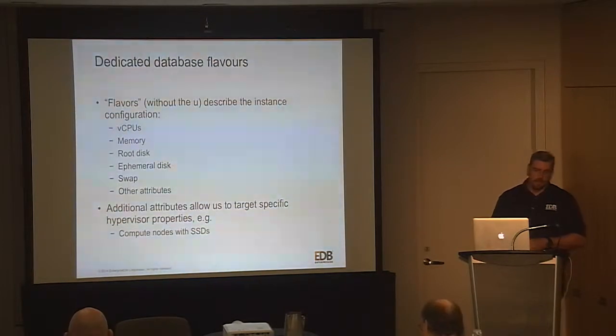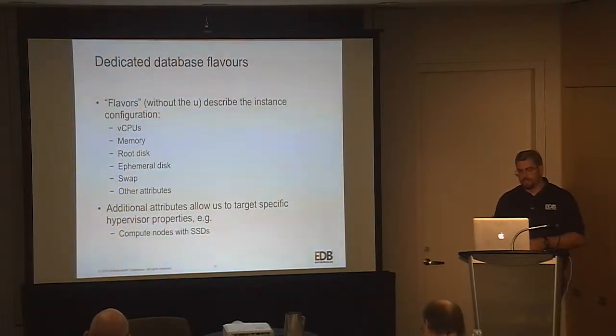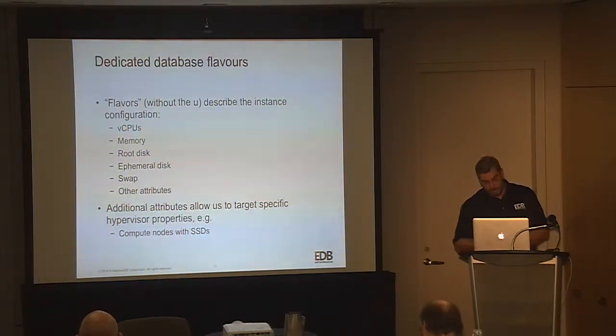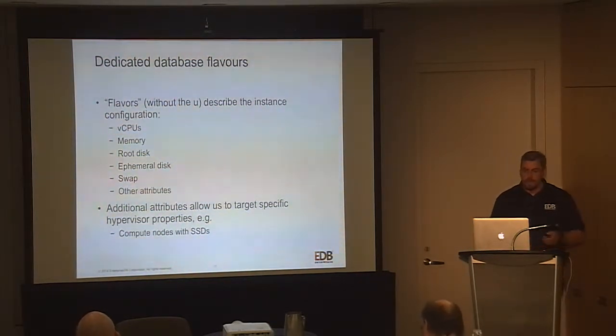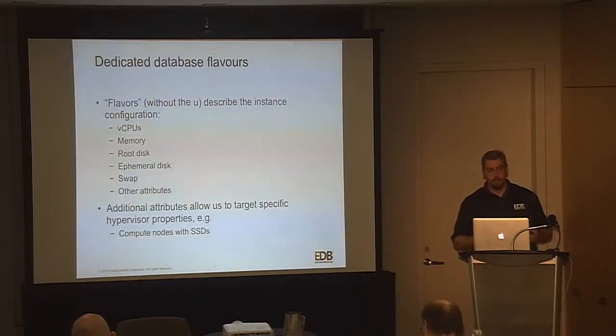Here, what they describe is the number of virtual CPUs that are going to be allocated to that instance, the amount of memory, the amount of root disk, the amount of ephemeral disk, and swap space, as well as any other attributes that we care to assign to that database flavor. The additional attributes allow us to do matching later on when we run the scheduler that actually launches the instance. For example, we can put an attribute on there that says this machine type needs to run on a node that's got SSDs on it for its storage.